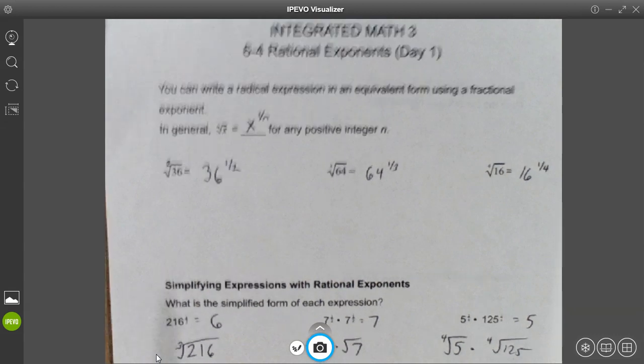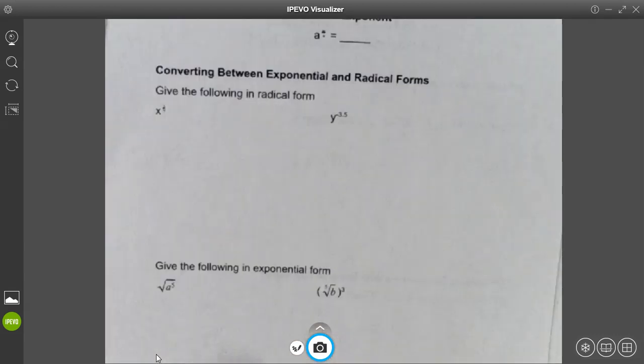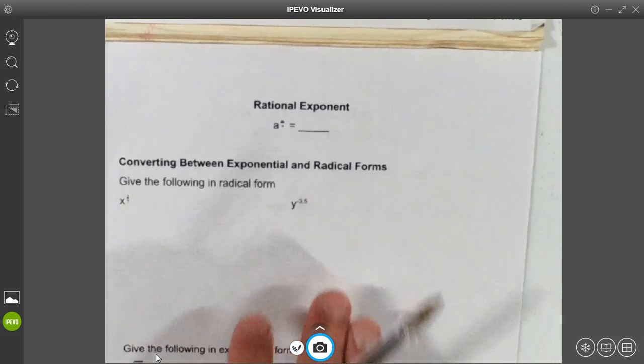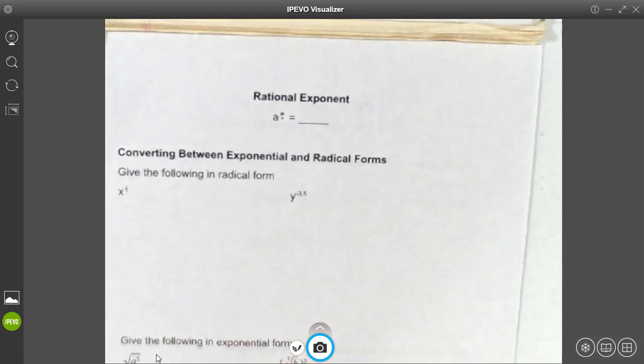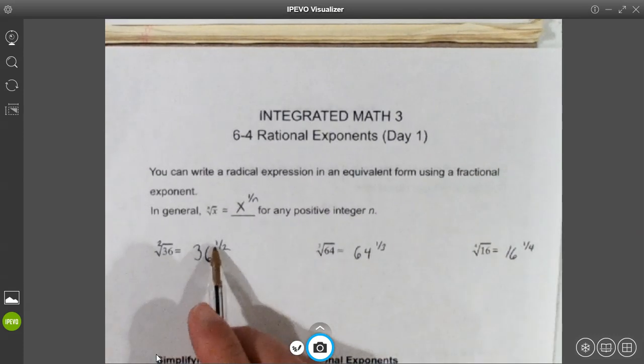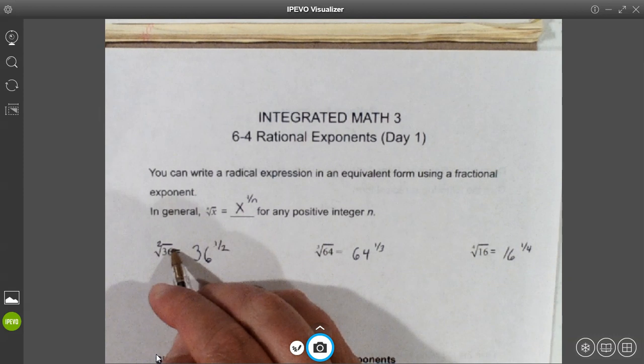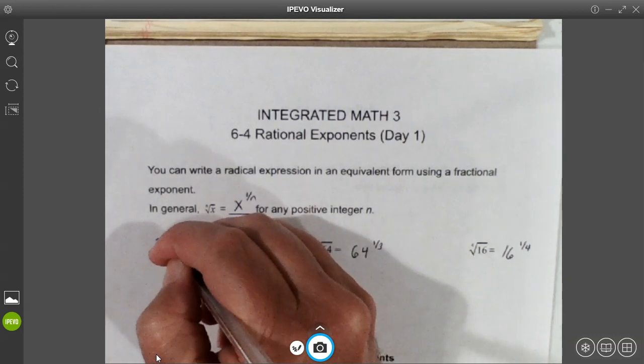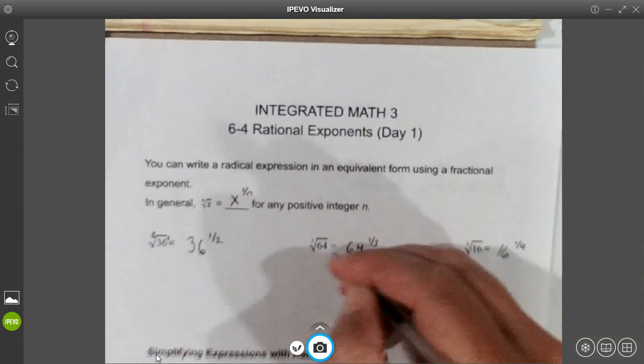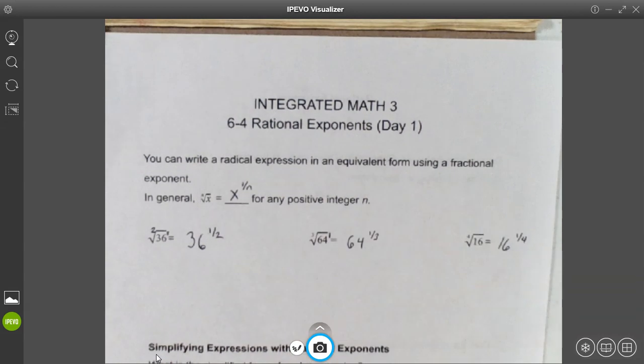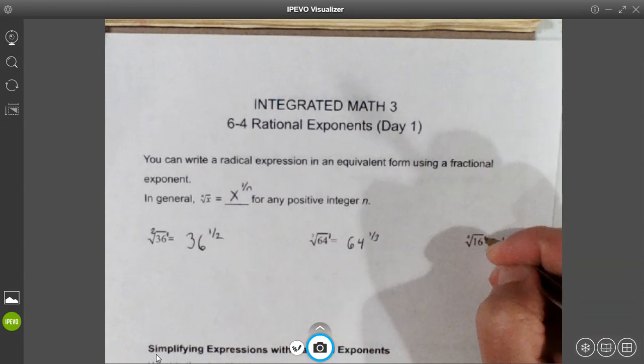Now, the other thing to look at here, and this comes right from here, is where did this 1 come from? Well, I could write this as 36 to the first power. I could write this as 64 to the first power. We don't put that exponent in there, but it's there.